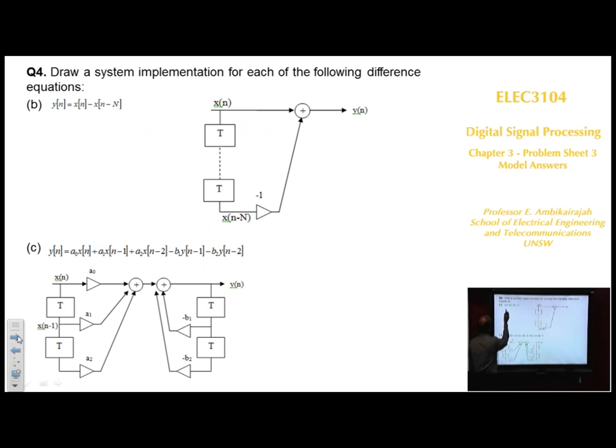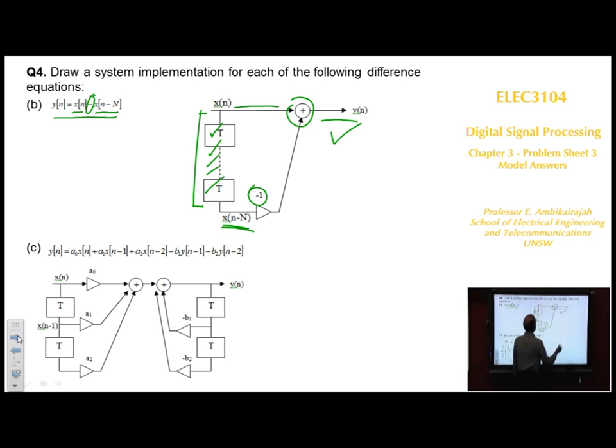This is very simple. yn equals xn minus xn minus capital N. So we have N delays here, 1, 2, 3, 4, the Nth delay. So this is xn minus N. The minus 1 means you have a multiplier minus 1, and the input is subtracted. You get an output. That is a feed-forward system. Very important system actually.